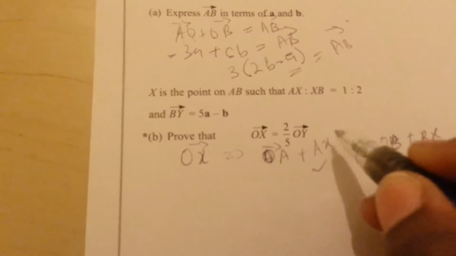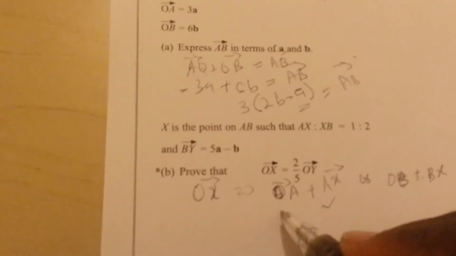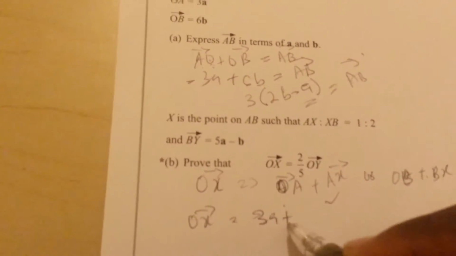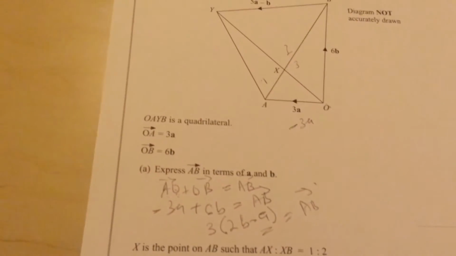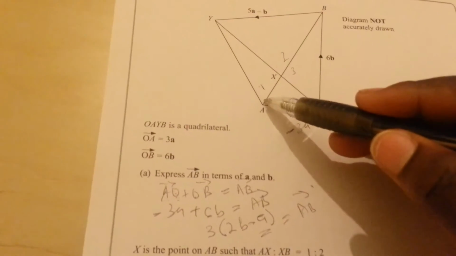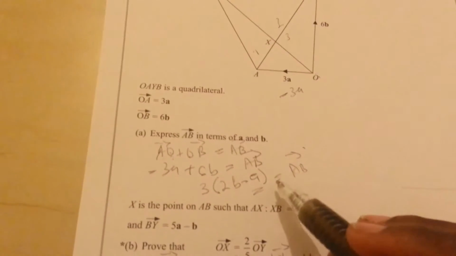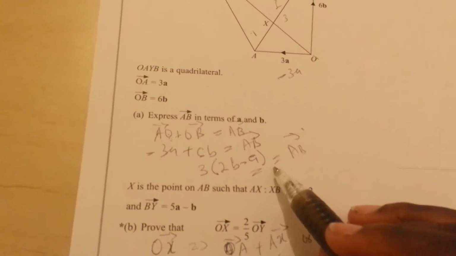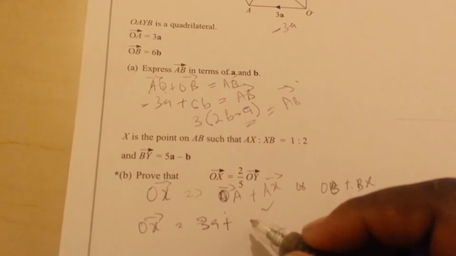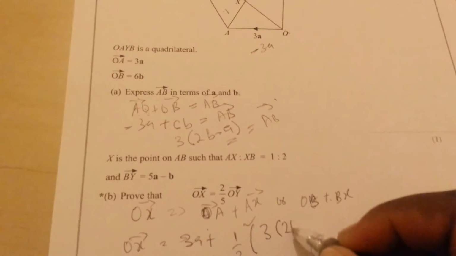Now, OA is actually given to be 3A. OX is equal to OA, which is 3A, plus our AX. We are told that AX is 1:2. Okay, that means the total of this is 3, so AX is 1/3 of AB. But what's AB? We already got our AB to be 3 into 2B minus A. Okay, so our AX is 1/3 of 3 into 2B minus A.